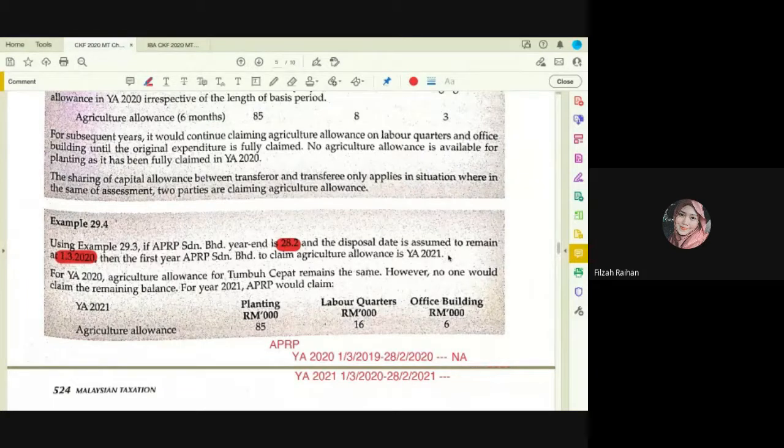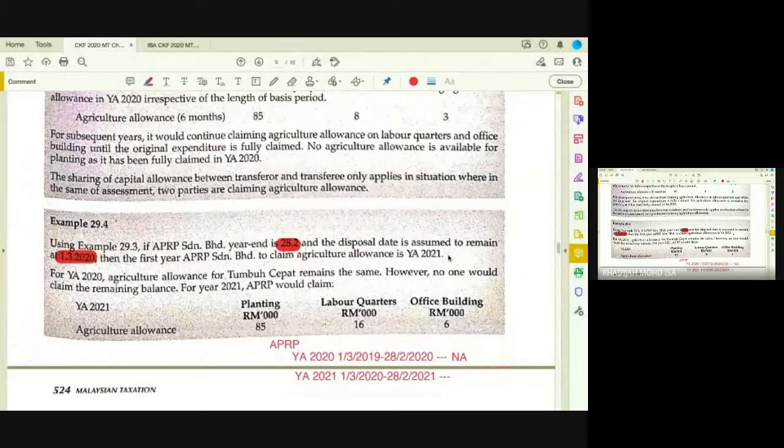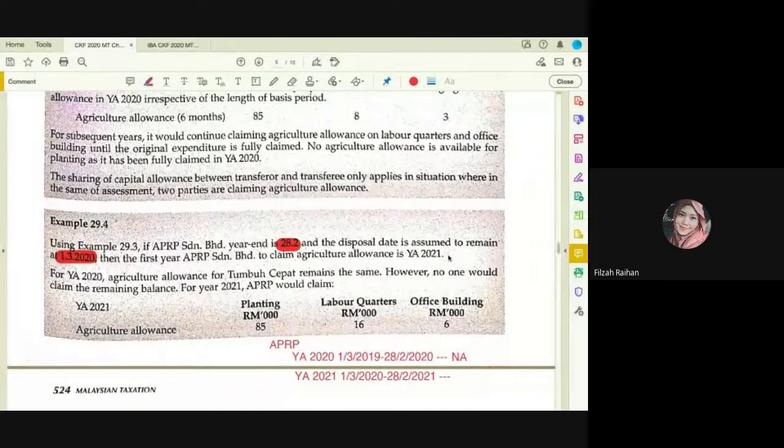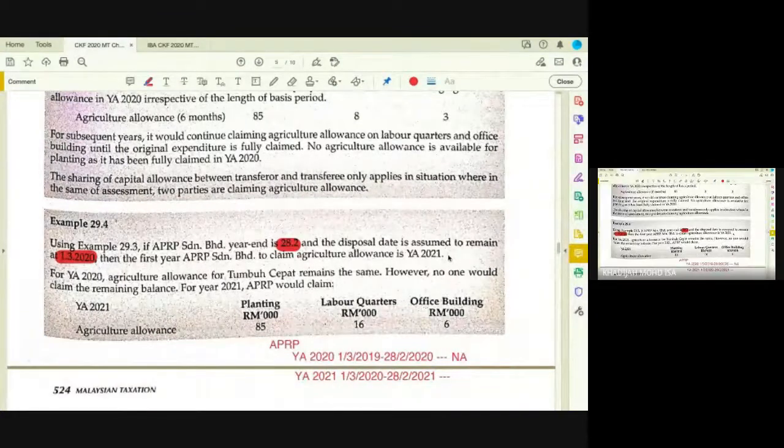Falls to YA 2020. Again, which YA? So YA 2020, when is the year end? The year end is 28 February 2020. So if 1st March 2020, when is the year end?